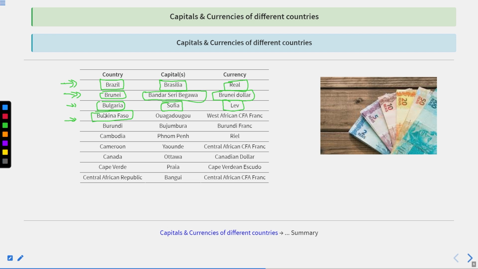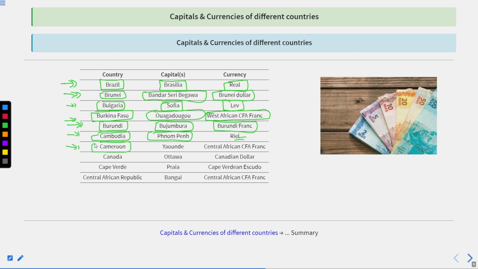Burkina Faso is a country. Capital is Ouagadougou. Currency is West African CFA franc. Burundi is a country. Capital Bujumbura. Currency Burundi franc. Cambodia is a country with the capital Phnom Penh. Currency is Riel. Okay, the spellings are different. In Brazil, the real is spelled REAL. In Cambodia, the riel is spelled RIEL. So keep this difference in your mind.